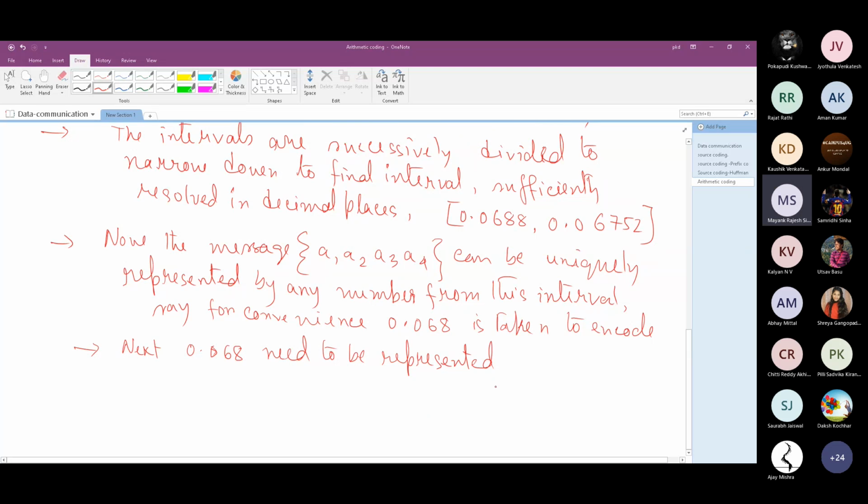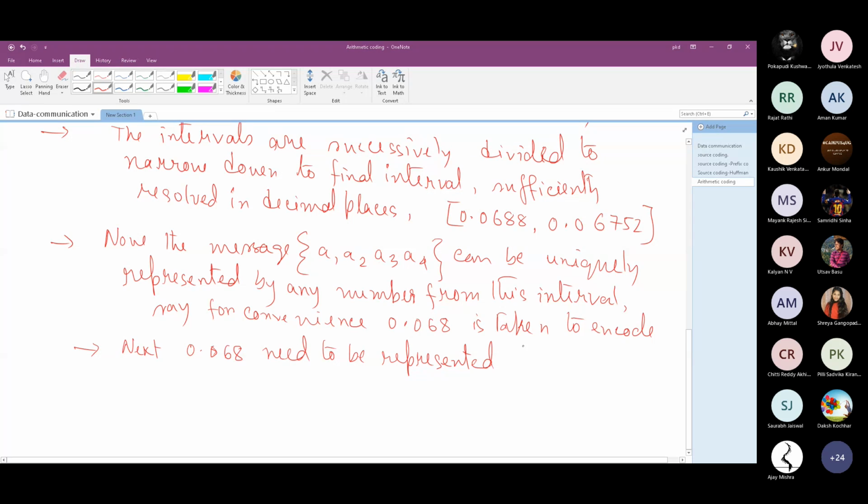At the starting we are told that this will give us a unique number, but here it is written that any number in that interval would work. Yeah, any suitable number needs to be chosen. Generally for exceptional cases, say for a 4 symbol message, it may result in 2 decimal places, but generally it does not happen.